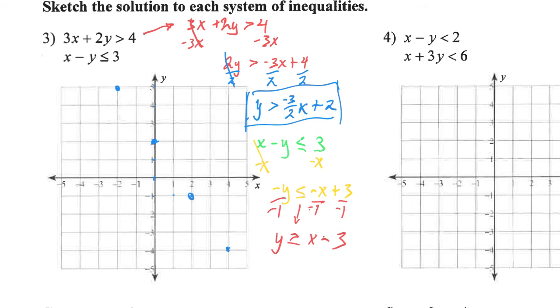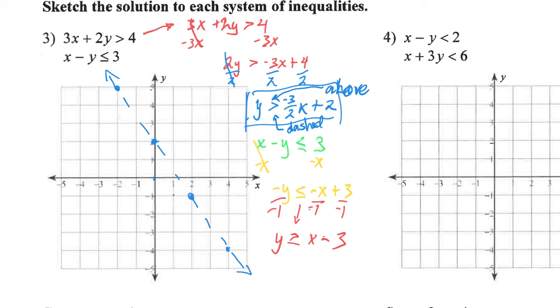Now this is going to be a dashed line, right? Because it's not equal to. So this is a dashed line. So put my dashed line through there. And then I'm going to graph the second one before I do any shading. I guess let's talk about the shading first. We would shade above for this line, right? I'm going to shade above. But where exactly we shade depends on where the second one goes.